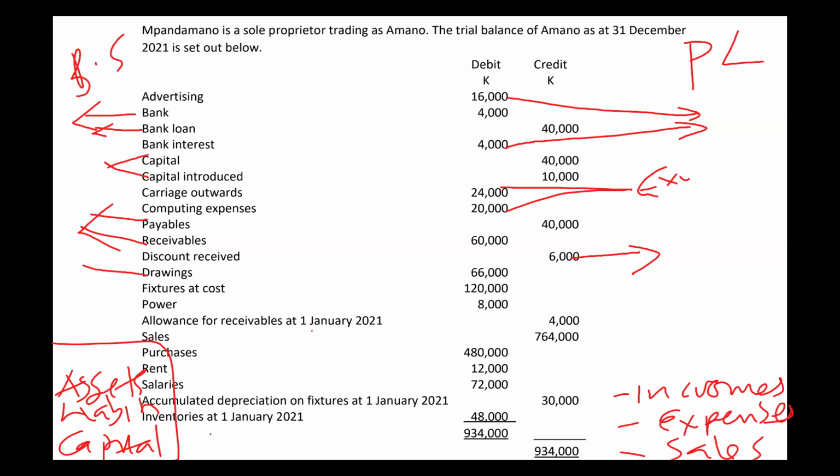Fixtures at cost. Where do they go to? Balance sheet, and you had said something like they are non-current asset. Yes, they are non-current asset. Thank you very much. What about power? Because we are paying it, it's an expense. This one is under profit and loss. Allowance for receivables. What did you say about this one?